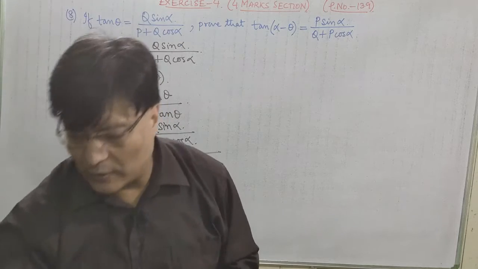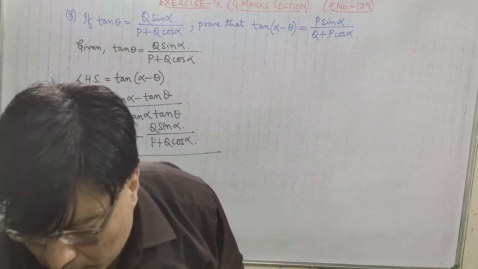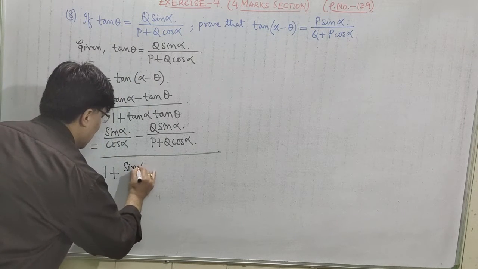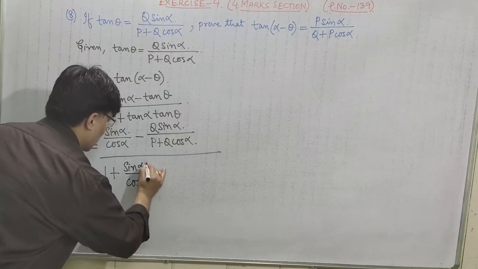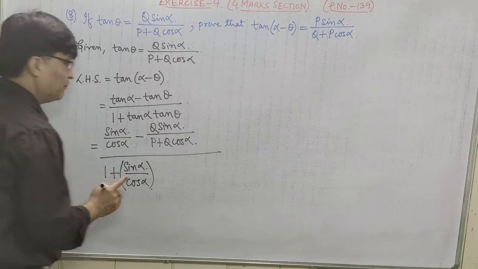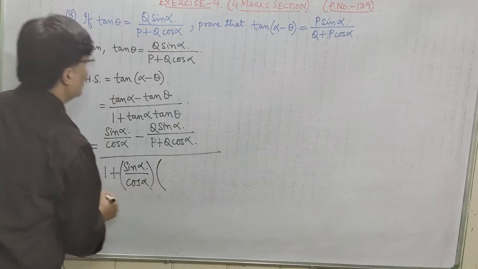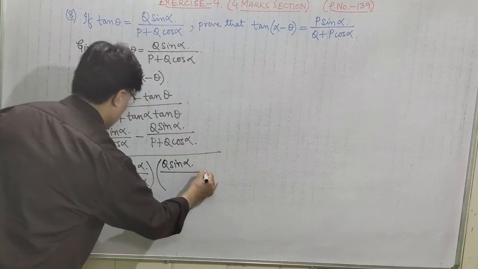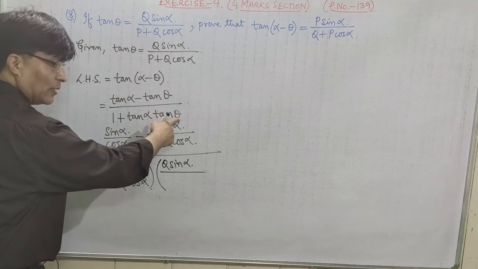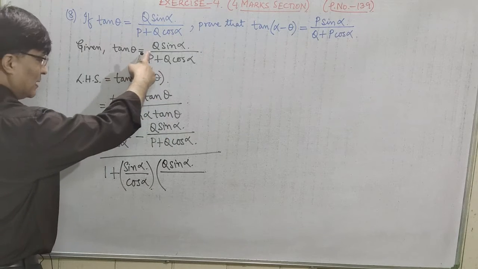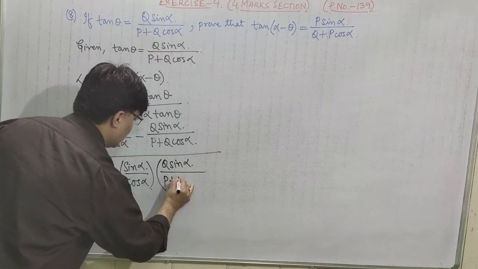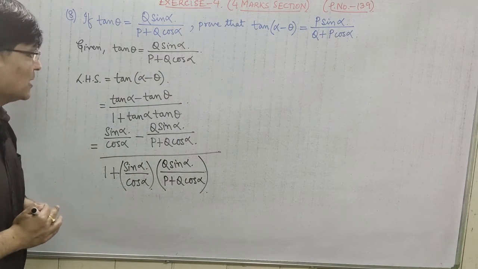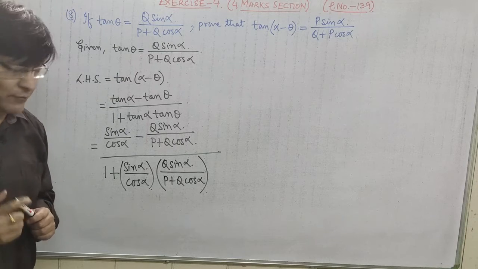So what will you write for tan alpha? Tan alpha is sine alpha by cos alpha. And then what is the value for tan theta here? It is q sine alpha. So instead of tan theta, you can put the value for tan theta. That is q sine alpha divided by p plus q cos alpha. Is that understood? So I hope you have understood it.